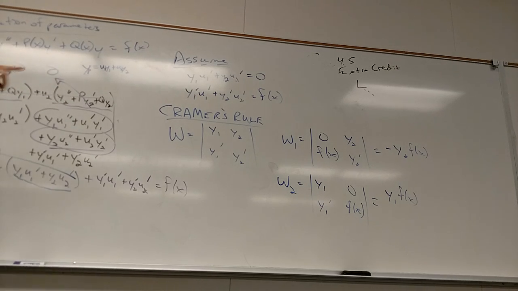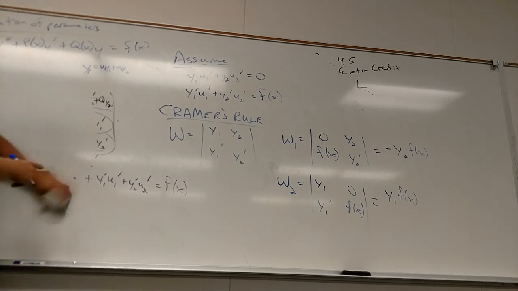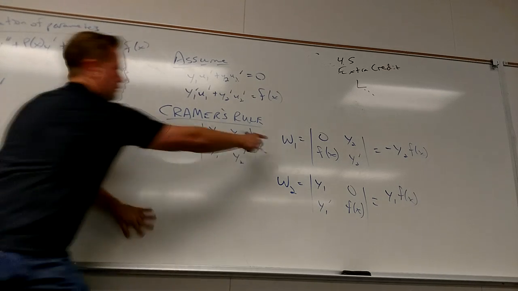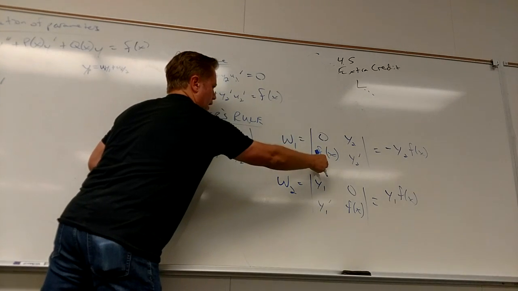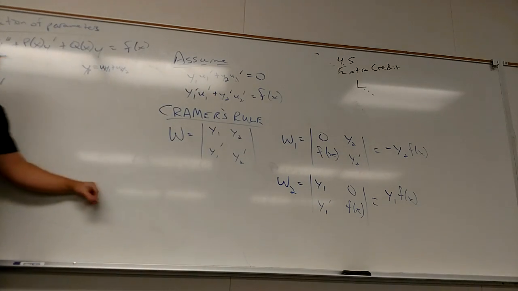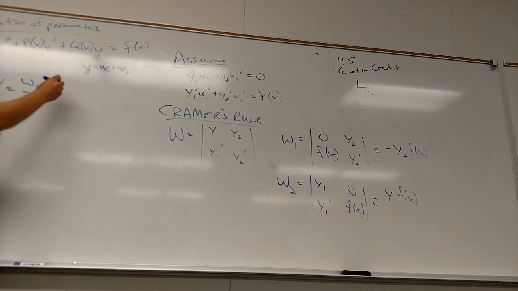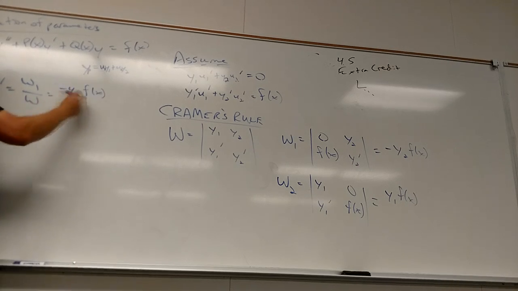So here's how you use what we got there to get what u1 prime and u2 prime are. u1 prime, this is a part of Cramer's rule. u1 prime is the Wronskian that you get when you replace that, divided by the full Wronskian, which would be negative y2 f of x divided by the Wronskian.